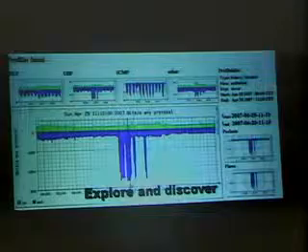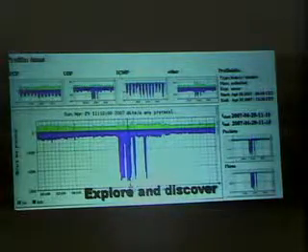Security visualization. Why would you visualize for security? What are some of the reasons? Well, there are multiple reasons. One is just to explore and discover.